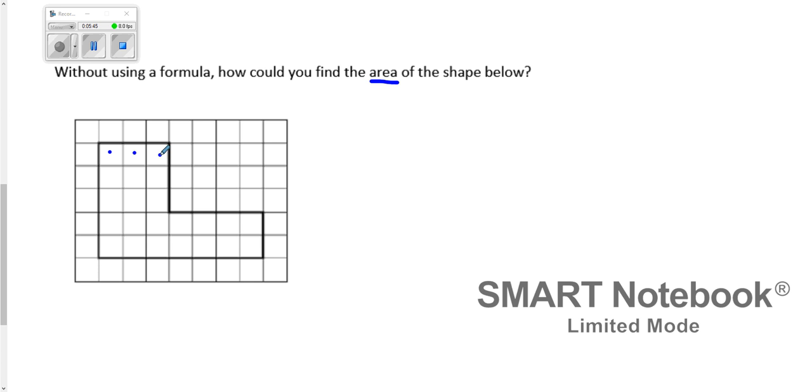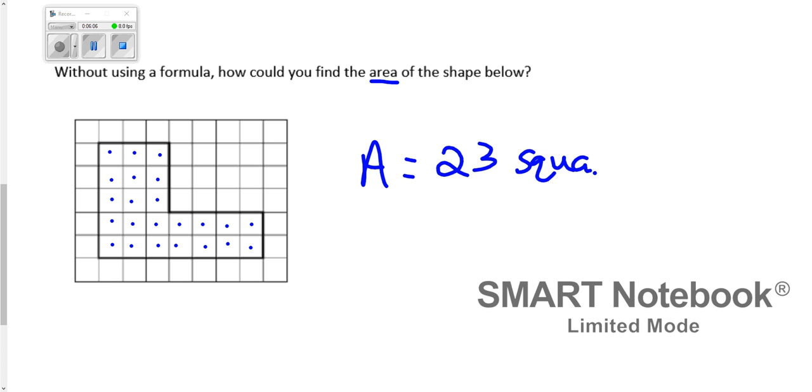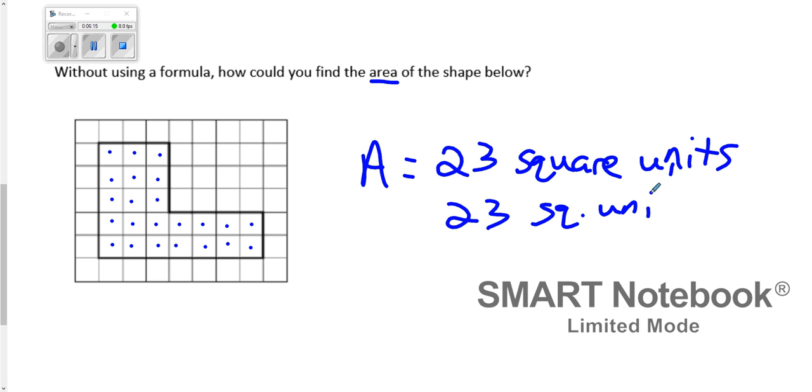1, 2, 3, 4, 5, 6, 7, 8, 9, 10, 11, 12, 13, 14, 15, 16, 17, 18, 19, 20, 21, 22, 23. So the area of this shape, this L shape, is 23 square units. I'm writing square units because we don't actually know what the units are. You could abbreviate that to square units like that.